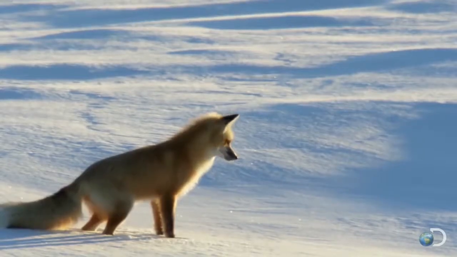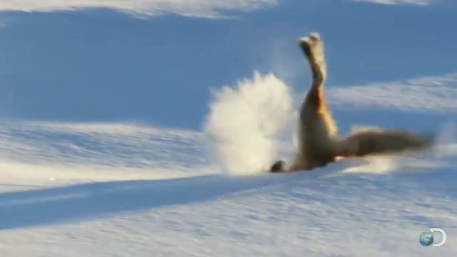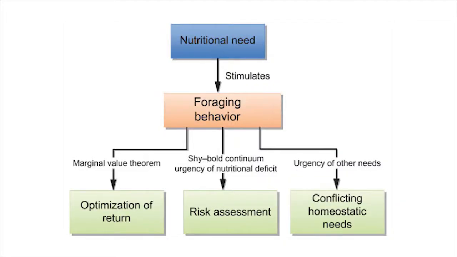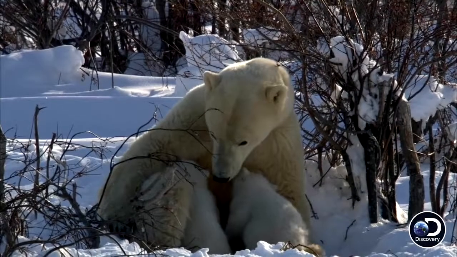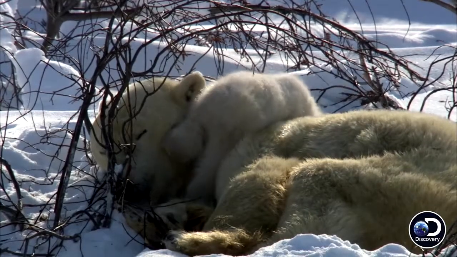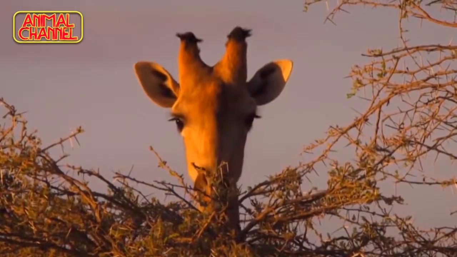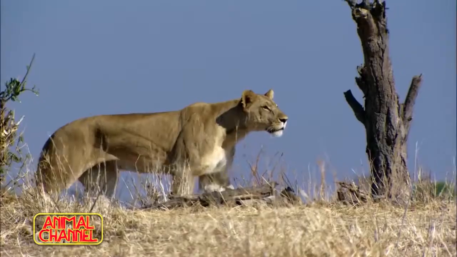However, foraging becomes a much more complex behavior when you look at the process. Nutritional need encourages foraging behavior. An animal's foraging behavior is affected by their need to balance the optimization of return, the risks of foraging, and conflicting homeostatic needs. Foraging for food is necessary for animals to grow, develop, and reproduce, but there are costs to foraging. An animal's foraging behavior must balance the benefits with the costs.